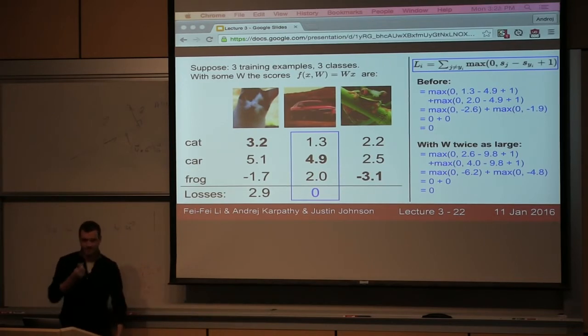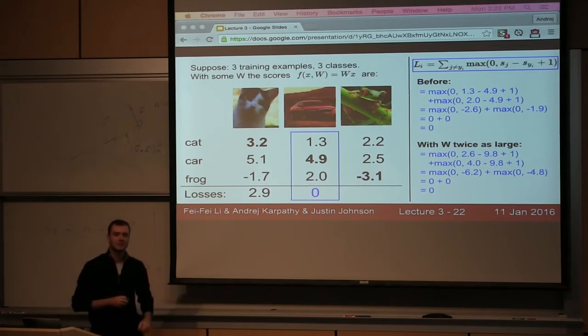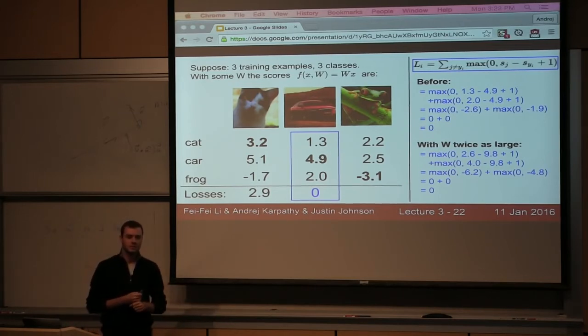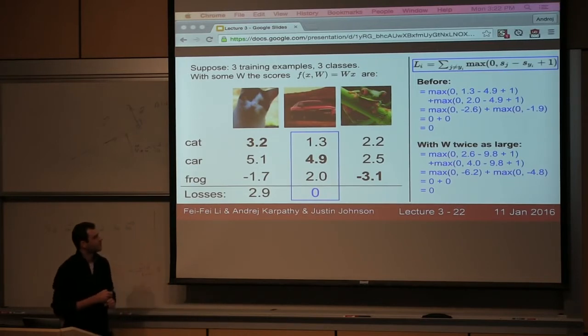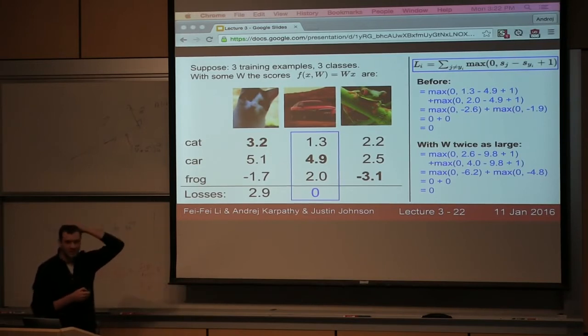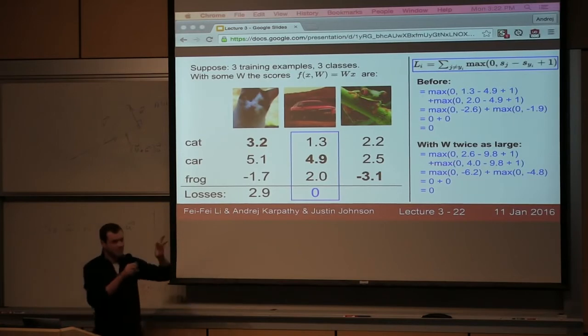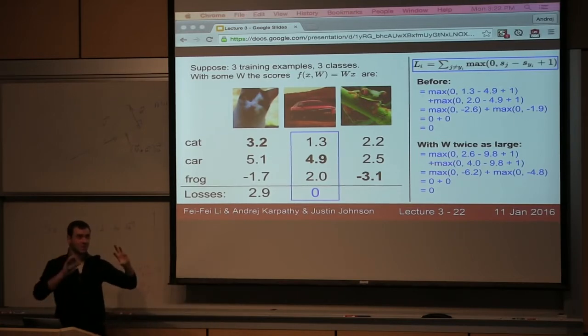Yeah. Okay. Another question? Would the scaling apply to the bias part of W as well? So here I'm not assuming the bias, for simplicity. But yeah, basically these scores are Wx plus b. So forget the bias, and we're just scaling the W by itself.